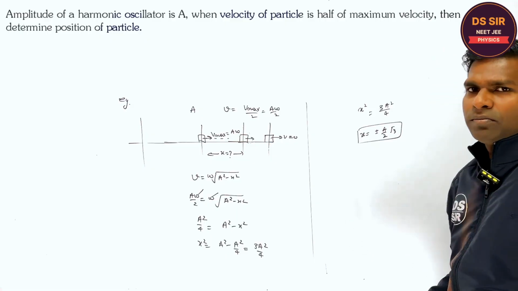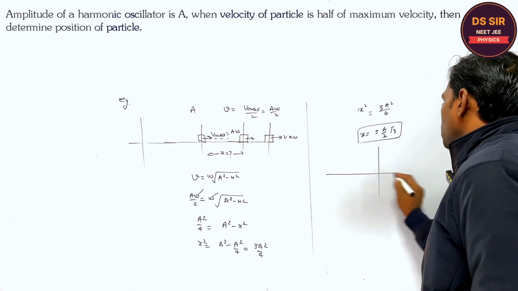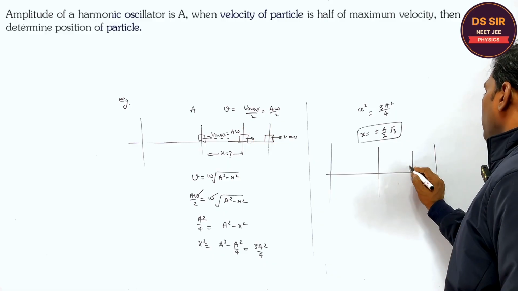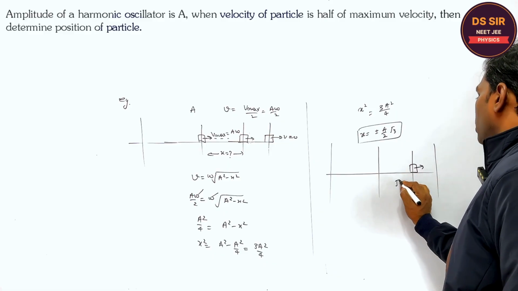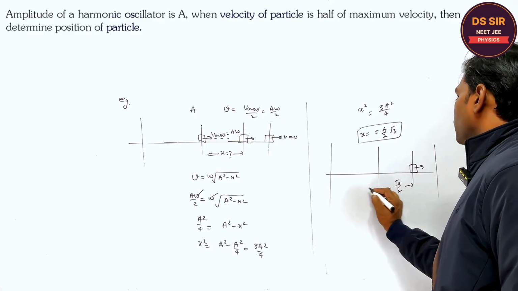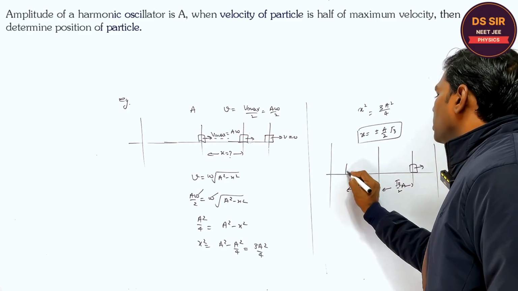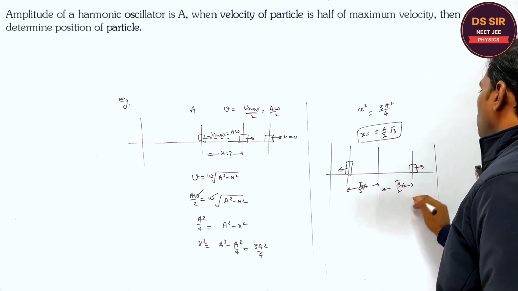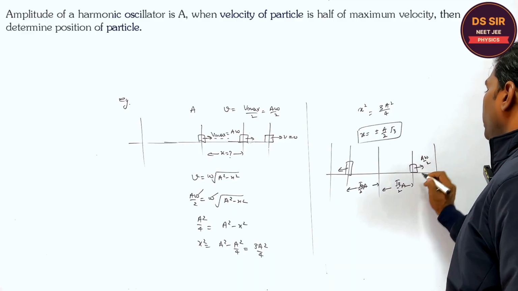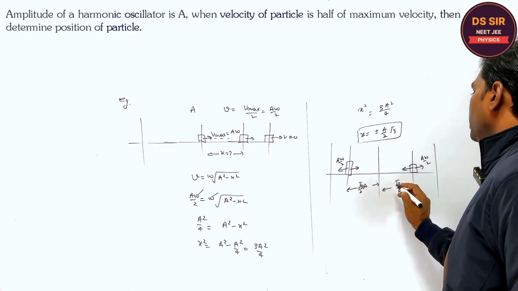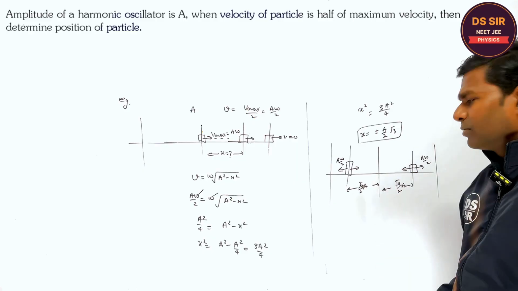What does it mean? It means there will be two positions, also because it is symmetric. So here the velocity is at root 3 by 2 a on this side and root 3 by 2 a on this side, right? So the velocity is a omega by 2 at both. It may be towards the left, it may be towards the right, right?